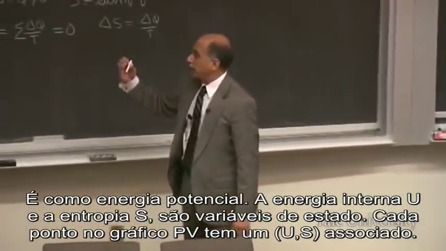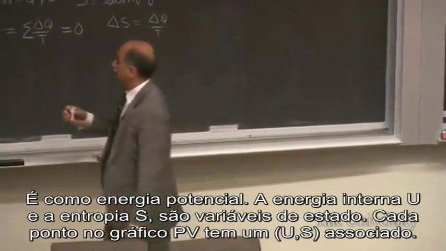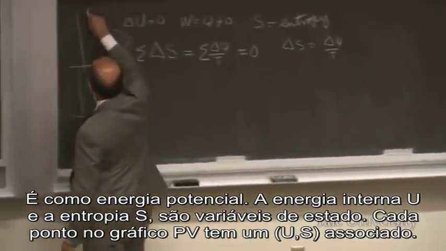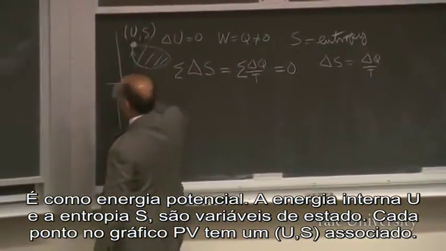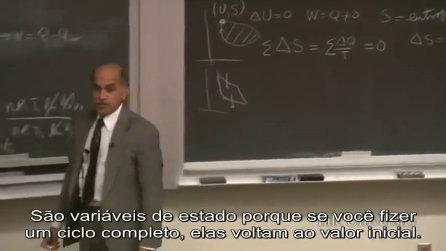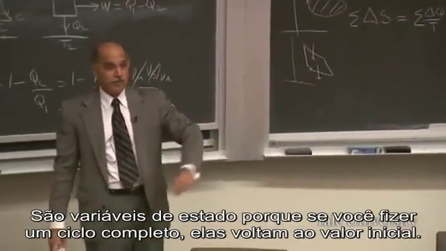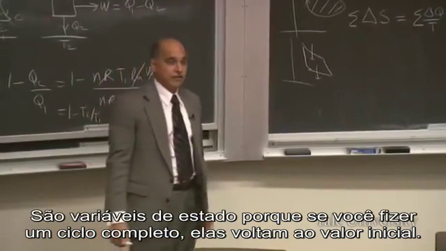The internal energy and the entropy are now state variables. At every point, the gas has a certain internal energy and an entropy. They deserve to be called state variables because when you go on a loop and come back, they return to the starting values.